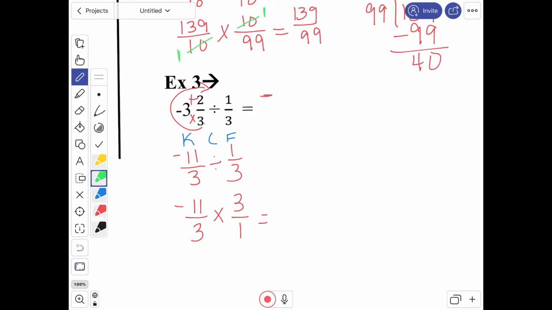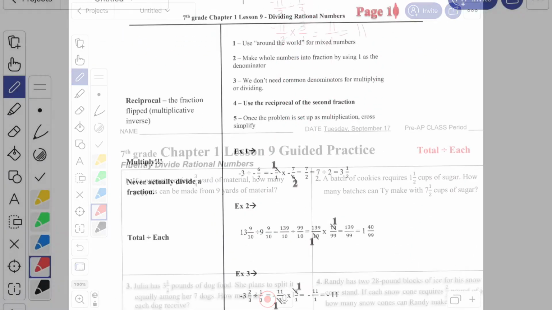Don't try to do too many steps at one time. That's where you get confused. Okay, we can simplify the 3's. 3 divided by 3 is 1. 3 divided by 3 is still 1. Then we go straight across. 11 times 1 is 11. 1 times 1 is 1. And any number over 1 is just that number. So it's negative 11.